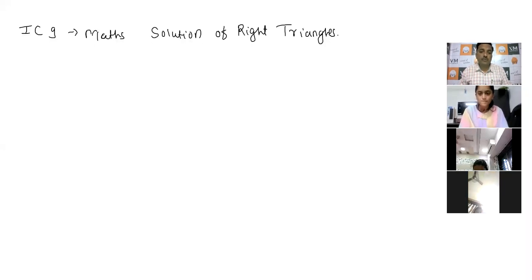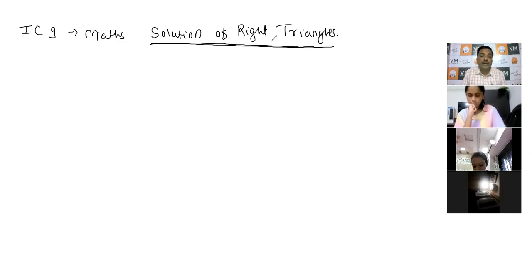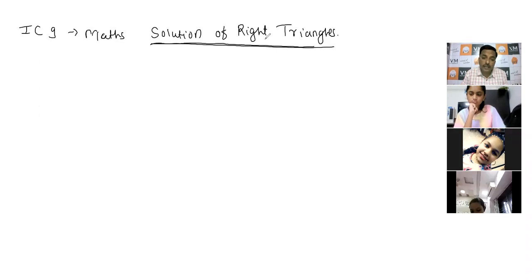Chapter number 24, solution of right triangles. All these sums in this chapter are based on chapter number 22 and chapter number 23. A right angle triangle is given, and we have to use sine or cos or tan according to the given information and the values we have to find. Directly it will not be given to use sine, cos or tan. Indirectly they ask you to find this one, then we have to use our logic and common sense to find it out.